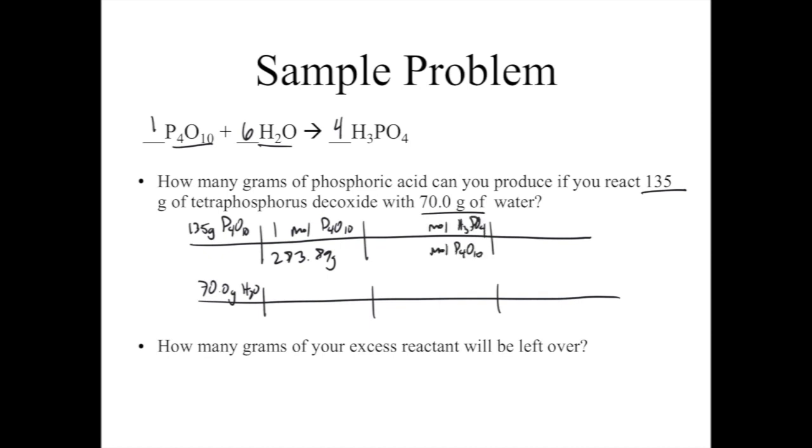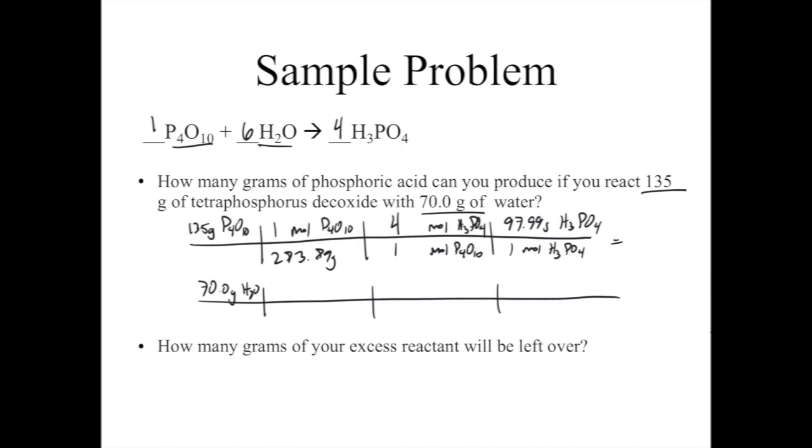Next, I need to do a mole-to-mole ratio. I'm converting from P4O10, and there's 1 of those, and I'm converting to the H3PO4, that's the phosphoric acid. So there's a 4 in the top of this mole-to-mole conversion. Finally, I need to go from moles of H3PO4 to grams of H3PO4, and the molar mass of this substance is 97.99 grams. The last thing I need to do now is do the math.